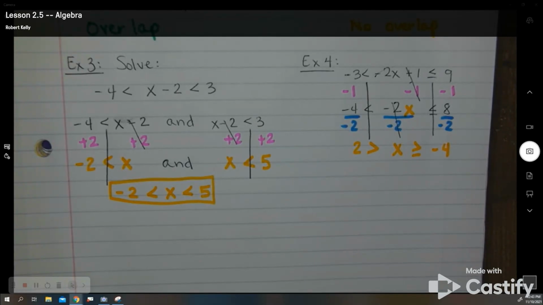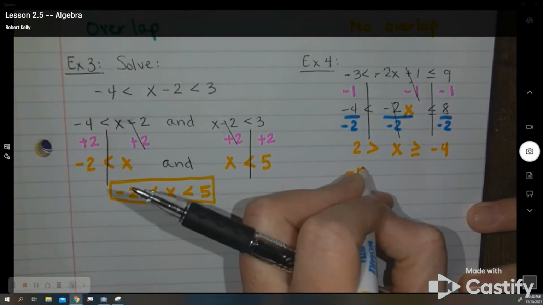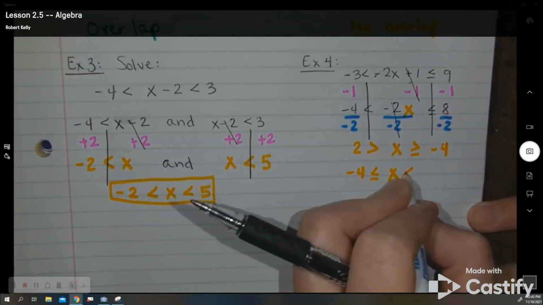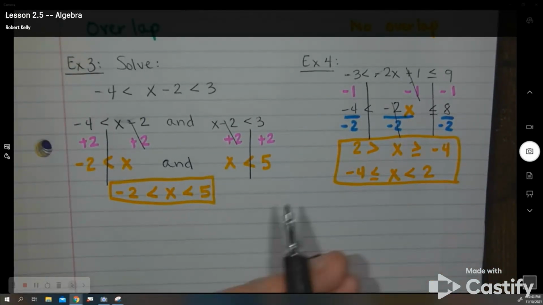So when I look at this, oftentimes when we read them, we read from the smallest number to the largest number. So a lot of times we'll flip the entire thing around, just like we've done in the past. So -4 less than or equal to x, which is less than +2. So both of these are considered solutions, but the one on the bottom is the one that you'll see most often. They'll list it from the smallest number to the largest number.